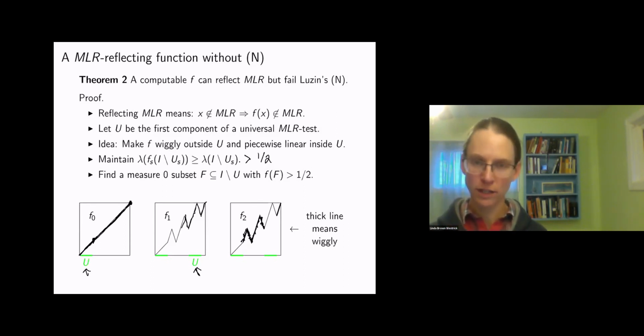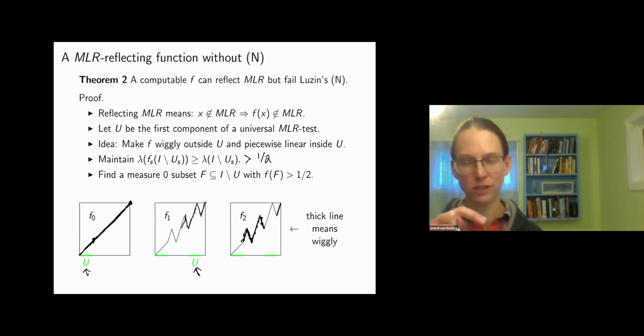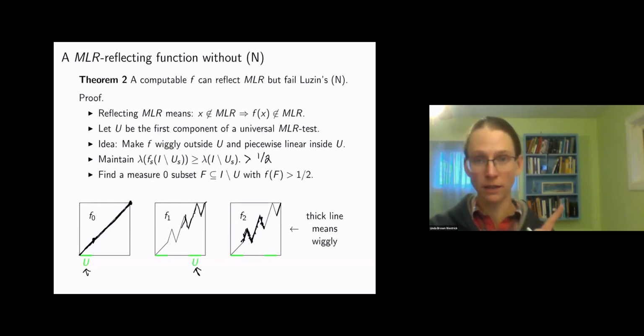And the reason that this one has been achieved is because whenever a component of the universal Martin-Löf test comes along, we just stop doing anything inside that component. So it's just a linear function with a rational slope there. So if I started out with something that was not Martin-Löf random, and then I apply a piecewise linear function that has a rational slope to that thing, it's not going to change any of its computability theoretic properties. So it will remain non-random after being acted on by this piecewise linear map.